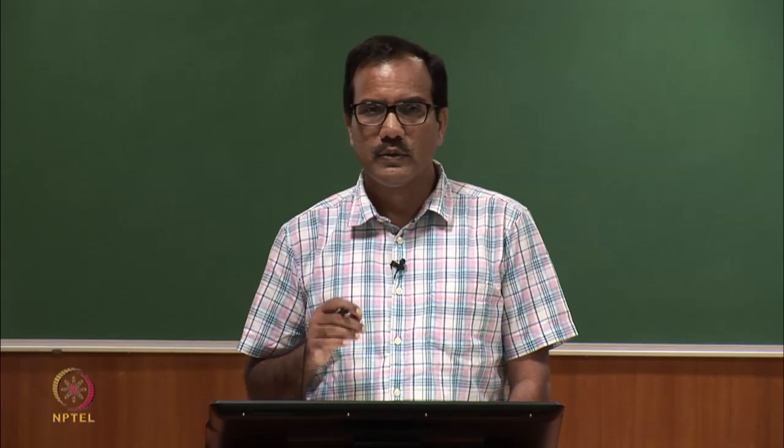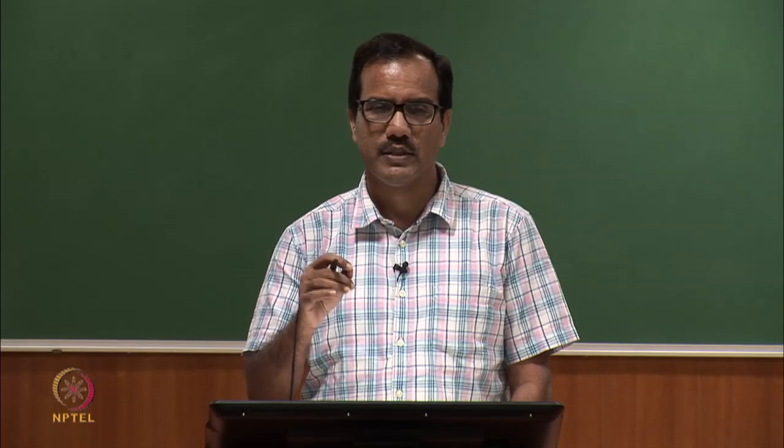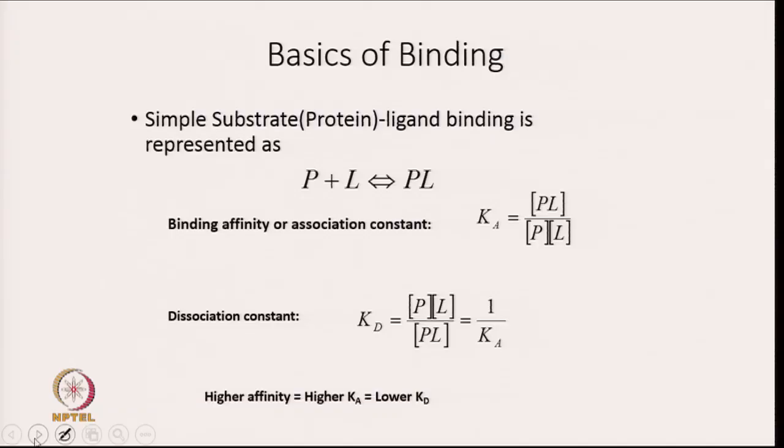So, to know how to apply fluorescence to look at protein ligand binding, first we need to understand the basics of binding. Here I will start with protein as substrate, and we will look at protein ligand binding, but this is equally applicable to any substrate binding with a ligand. Now, we will look at the simple process. One protein interacts with one ligand to give you protein ligand complex. There are two ways to denote its binding, substrate binding to ligand.